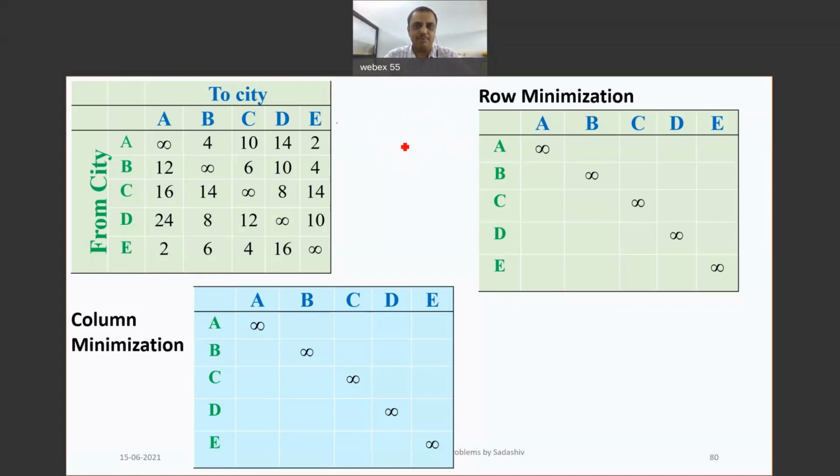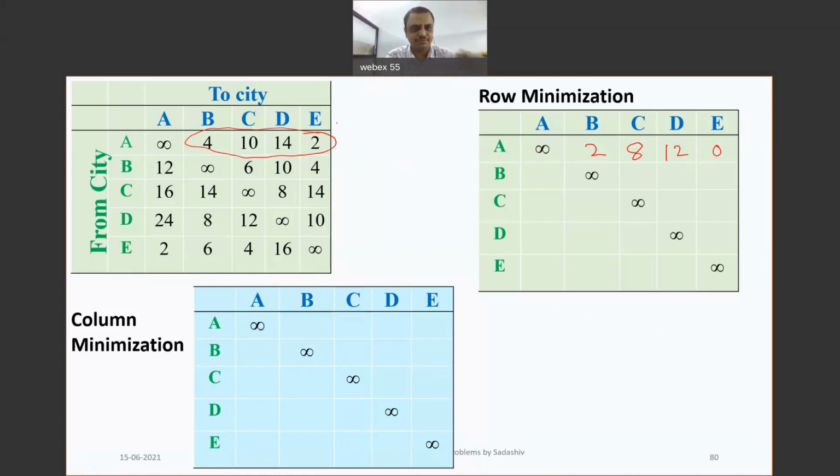Okay, once we get any problem, we need to go for the row minimization. In the row minimization, what is the condition? Go for finding the minimum number in each row. So what is the minimum number? 2 is the minimum number. That 2 should be subtracted from all the numbers of the first row. So infinity remains infinity. 4 minus 2 is 2. 10 minus 2 is 8. 14 minus 2 is 12. 2 minus 2 is 0.